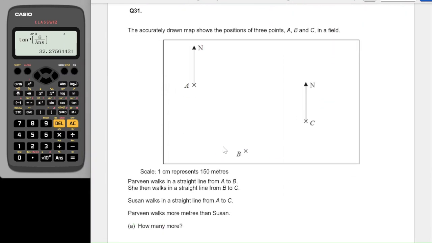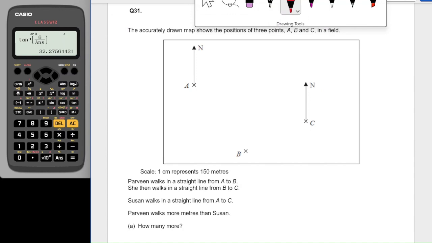Question 31. The accurately drawn map shows the position of 3 points A, B, and C in a field. 1 centimeter represents 150 meters. Parveen walks in a straight line from A to B, and then from B to C. Susan walks in a straight line from A to C. Parveen walks more meters than Susan. How many more?